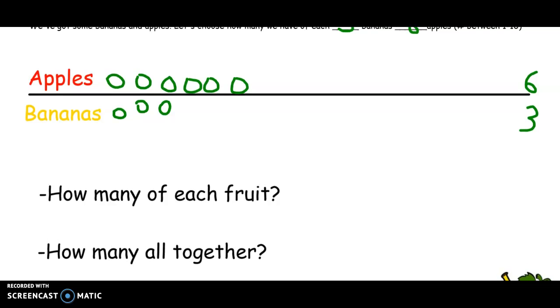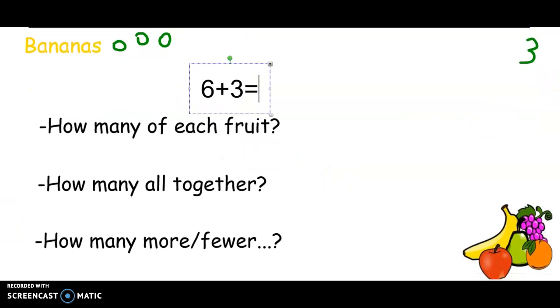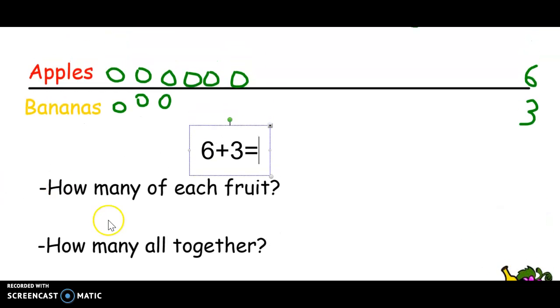How many all together? How could we come up with an equation to show how many all together? We would need to do apples plus bananas equals how many pieces of fruit all together? Did you say 9? That's correct. And we already talked about how many more apples and how many fewer bananas. So let's try another one.